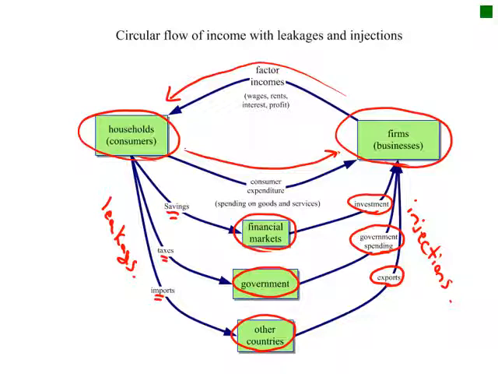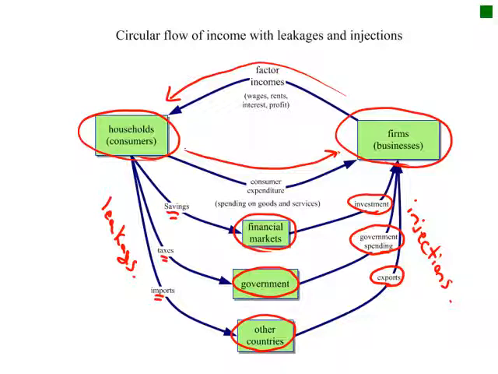Well, we could have savings, that's a leakage. We could pay taxes, that's a leakage. And we could have imports, buying from other countries, which is a leakage. So all of these are known as leakages. The savings goes into the financial markets, taxes go to the government, and imports go to other countries.